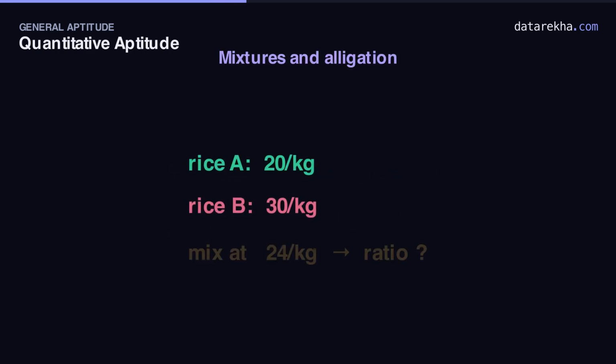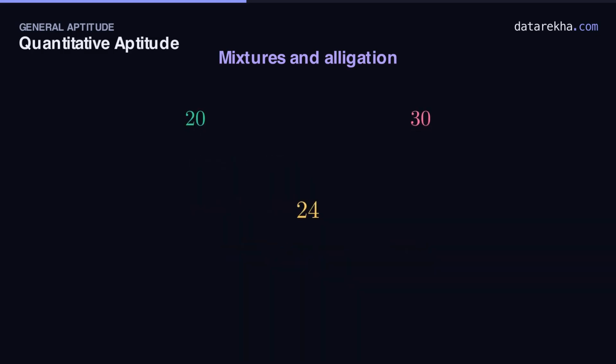Mixing is weighted averaging in disguise, with a shortcut called alligation. Blend rice at 20 a kilo with rice at 30 for a mix costing 24. In what ratio? Draw the cross. Prices on top, target in the middle. Along each diagonal, take the distance from the target to the other price.